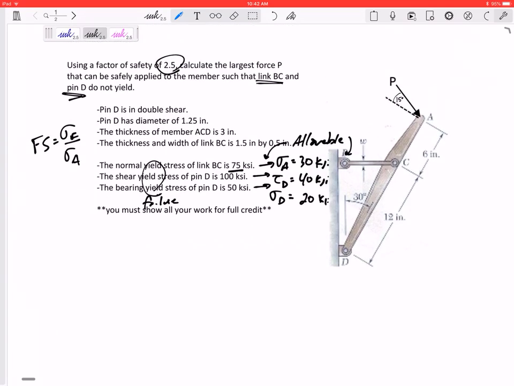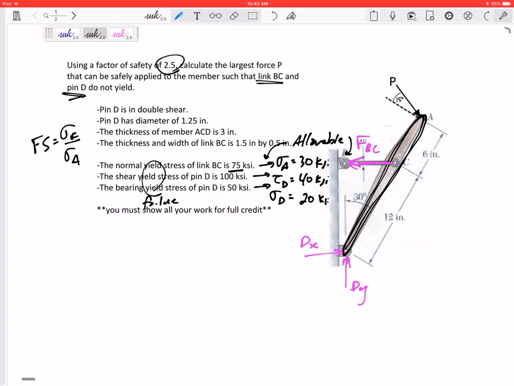Here's my free body diagram. I don't think I'm going to redraw this, but here it is. I have a pin at D, so I might have a Dx and a Dy. And this is a two-force member, so I've got the force in member BC, and then I've got that force P right there.